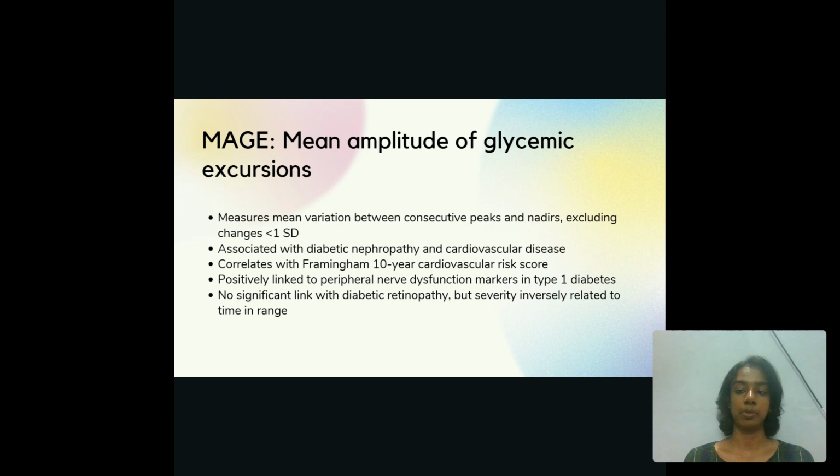Moving on to MAGE, which is the mean amplitude of glycemic excursions. MAGE looks at the major glucose swings between the peaks and troughs, ignoring the small and irrelevant changes. It has been associated with diabetic nephropathy, cardiovascular issues, and even nerve dysfunction. While it's not directly linked to complications like retinopathy, reduced time in range often correlates with this.